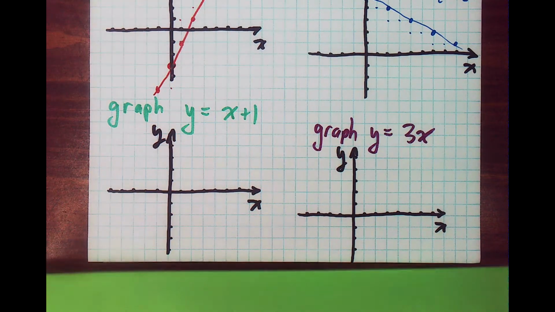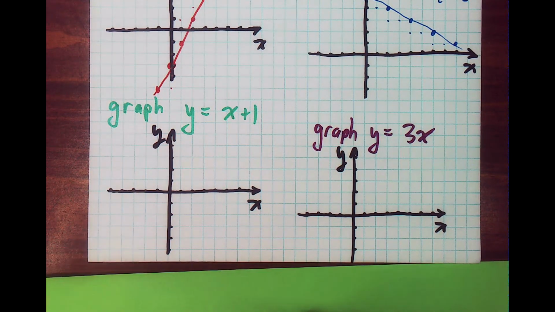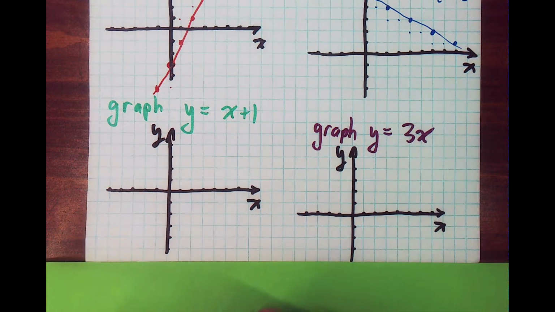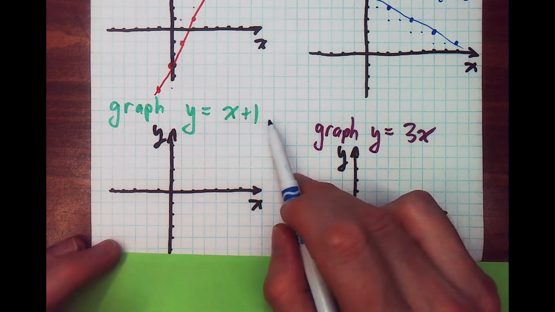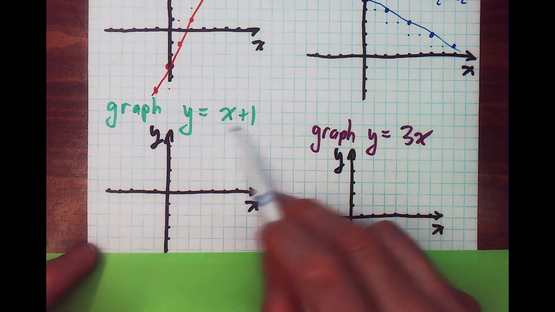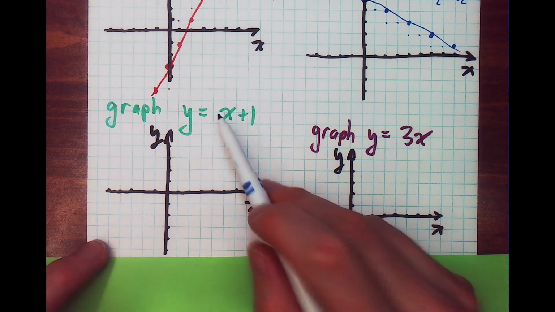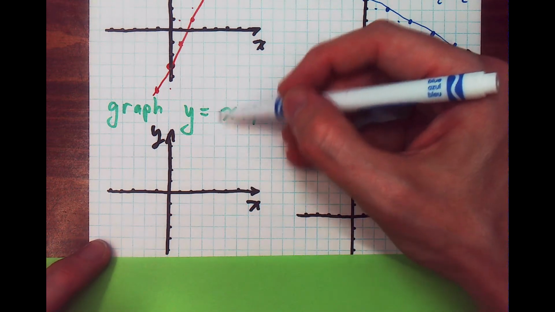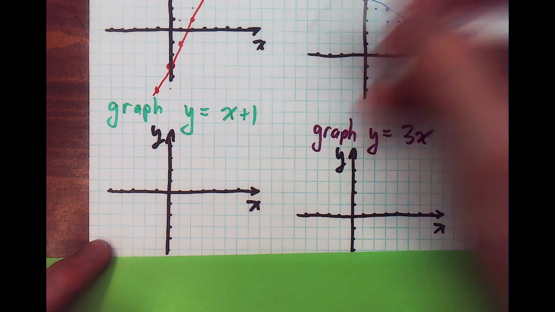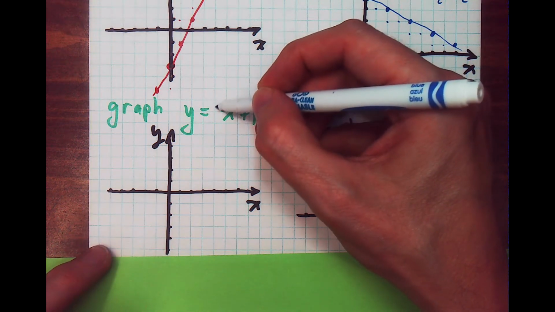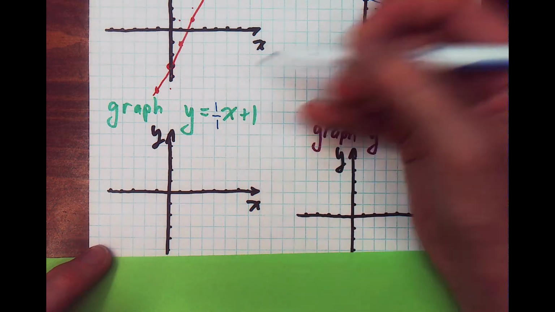And let's do 2 more examples. Graph y equals x plus 1. Now you may say, well, this is strange. What's the slope? I don't see a slope. Well, there's an invisible number 1 here. And not only that, if you want to write it as a fraction, there's an invisible 1/1.